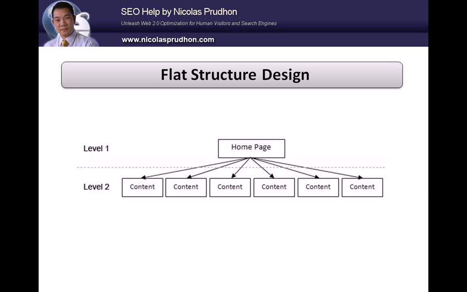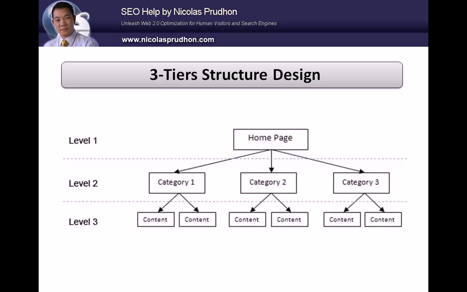This is why we tend to prefer the next structure. This is the three-tier structure design because it is organized on 3 different levels. As you can see, people enter the home page where they then have the possibility to choose between your different categories and then your content pages. Each content page is organized within a category linked to the home page. So no matter where the person wants to go, each page should be accessible within 2 clicks.